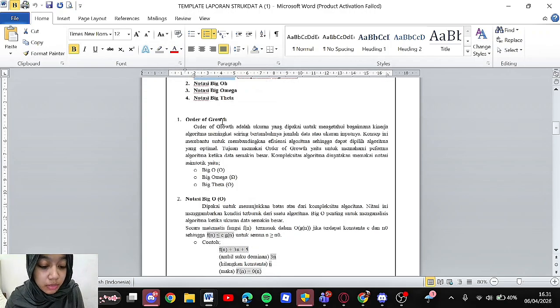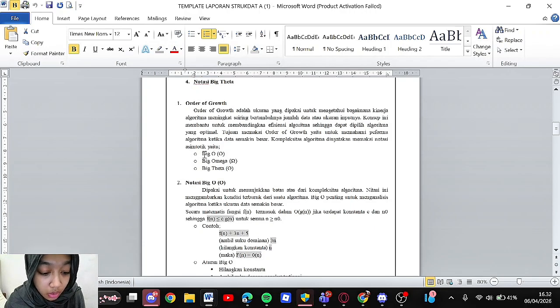Order of growth is a measurement used to determine how the performance of an algorithm increases as the input size grows. This concept helps programmers compare different algorithms and choose the most efficient one. When the input size becomes large, an inefficient algorithm may become very slow, while an efficient algorithm can still run quickly. To express algorithm growth, there are three asymptotic notations: big O notation, big omega notation, and big theta notation.